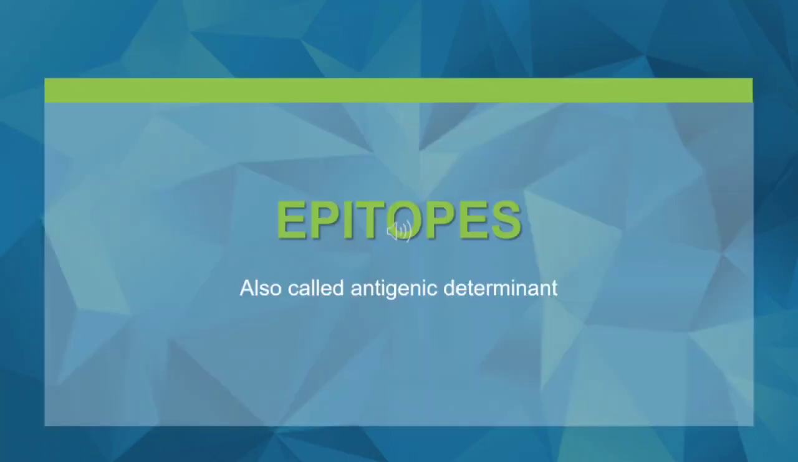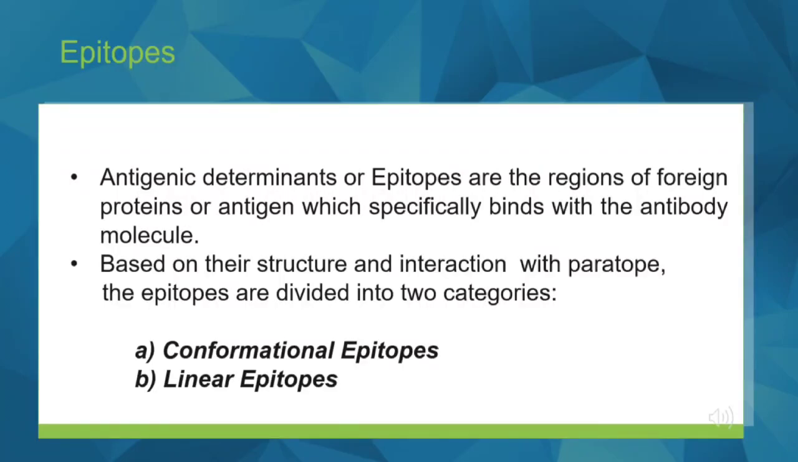And now let's see what an epitope is. Epitope is also called an antigenic determinant. An epitope is a part of an antigen that is recognized by the immune system, specifically by antibodies, B cells or T cells. Based on its structure and interaction with the paratope, epitopes are divided into two categories, conformational epitope and linear epitope. And the paratope is the part of an antibody that binds to the epitope.